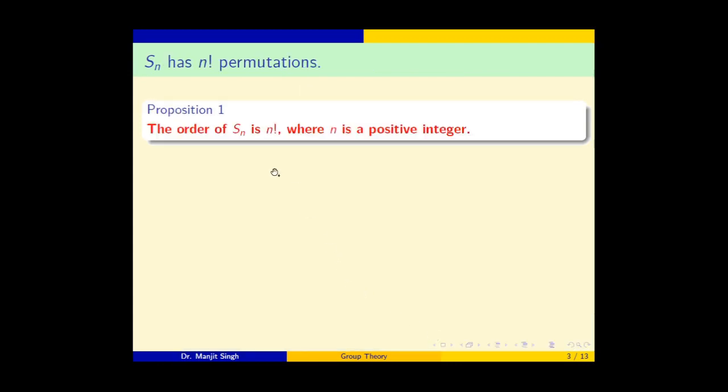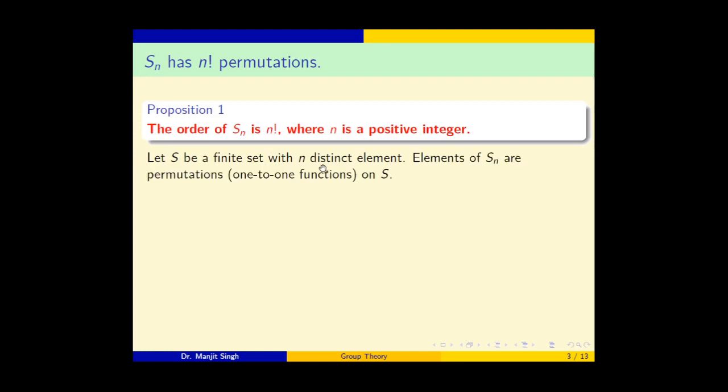Now we will compute the number of elements in Sn. Proposition 1 says that Sn has n factorial elements. Let S be a finite set with n distinct elements. Elements of Sn are permutations on S. These are bijective mappings, and since S is a finite set and the mapping is from S to S, it is sufficient to say it is an injective, one-to-one function. So elements of Sn are one-to-one functions from S into S.